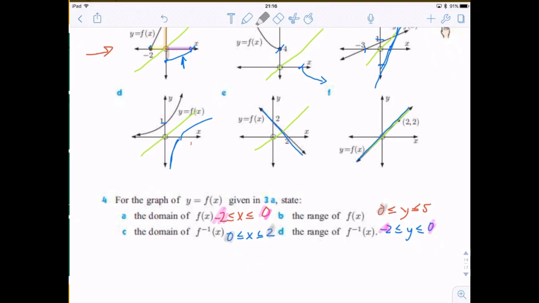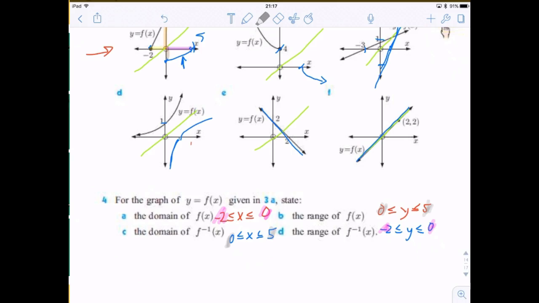Oops, something's wrong. I did something wrong. The domain of the inverse f of x should be 0 to 5, right? Sorry about that. 0 to 5. And the reason why I knew I was wrong is because the range of f of x should also be 0 to 5.